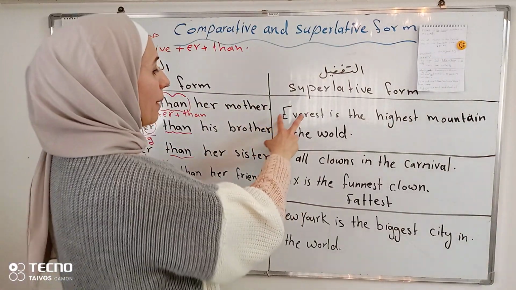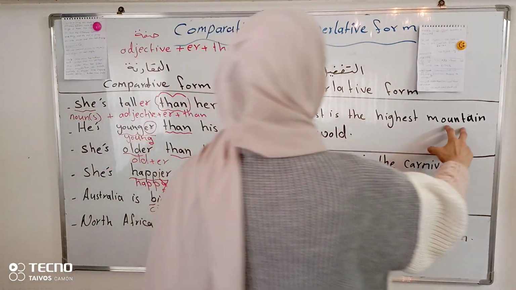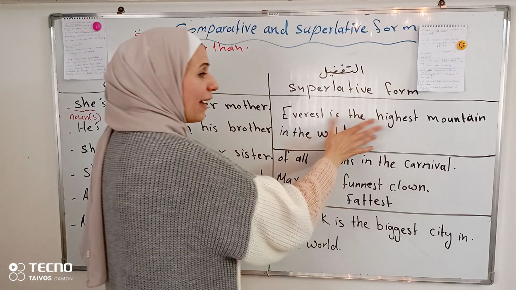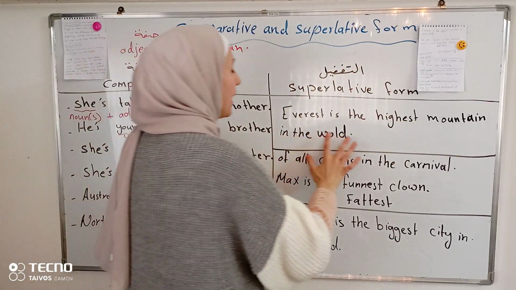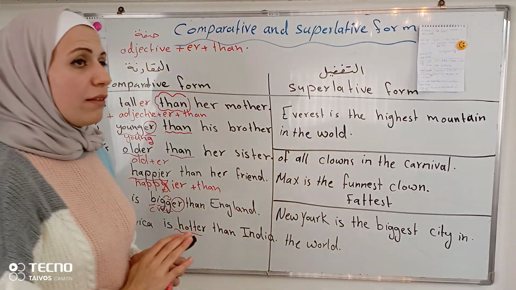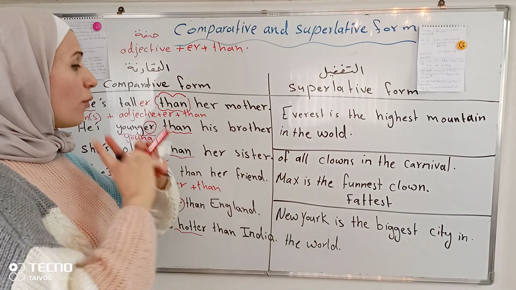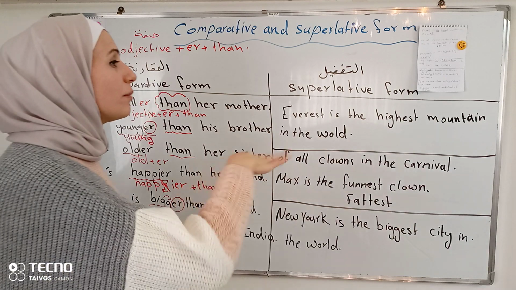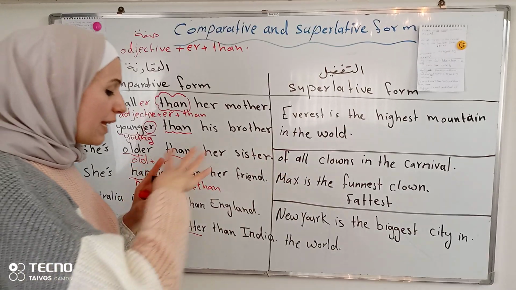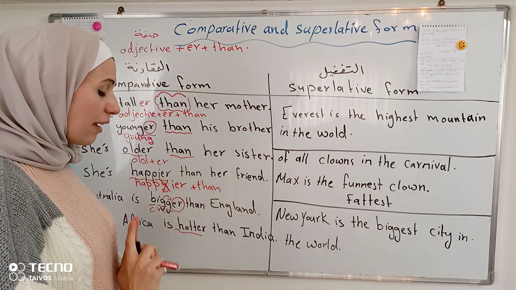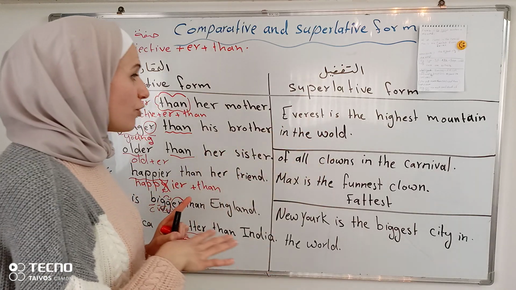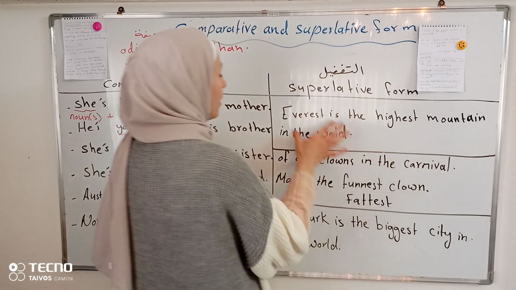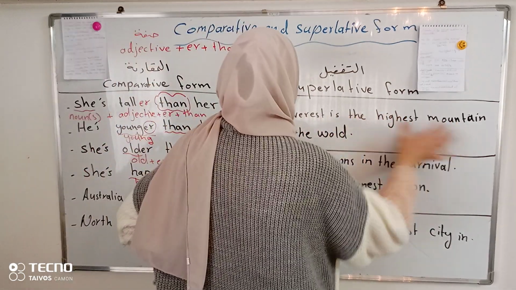Look at the first example. Everest is the highest mountain in the world. Everest هو أعلى جبل في العالم. Compare one mountain with the rest of a group of mountains. بقية مجموعة بقية اللي هم الجبال. أنا قارنت إيفرست ببقية الجبال. معناته هاي عندي إيش؟ Superlative form، صيغة تفضيل. Everest is the highest mountain in the world.